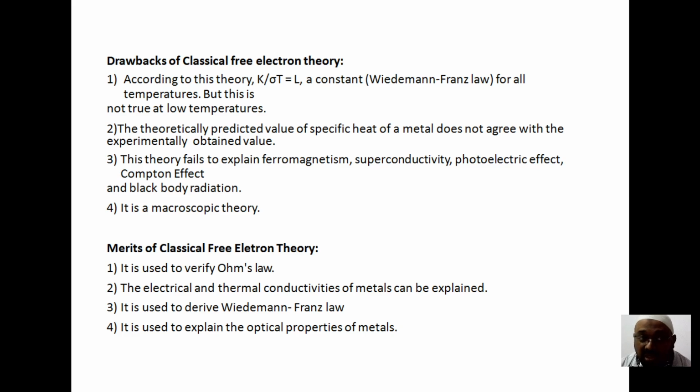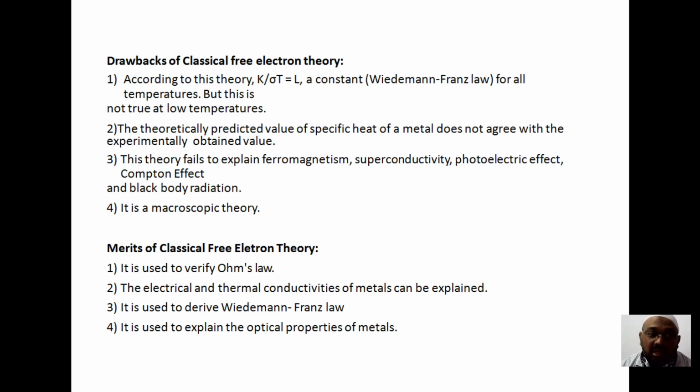And what are the defects in the free electron theory? We just said that in the merits it is used to derive the Wiedemann-Franz law, that is K by rho T is equal to L, a constant for all temperatures, but this is not true. This condition is called the Wiedemann-Franz law, which tells us about the conductivity of the metal. It is applicable at high temperature, but not at low temperature, where this law does not hold good.